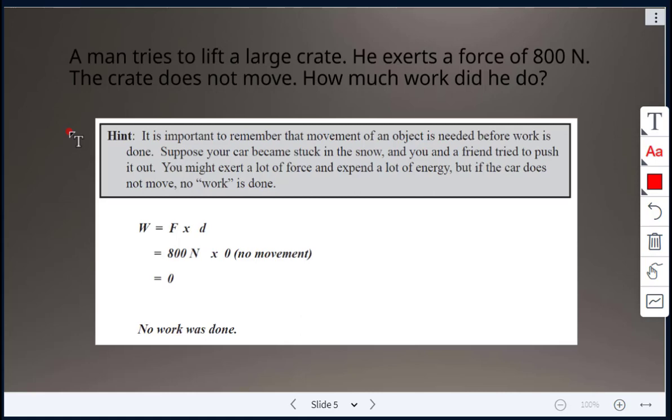For example, if a car becomes stuck in the snow and you try to push it out, you might be exerting a lot of force and expending a lot of energy, but if the car doesn't move, then no work is done.